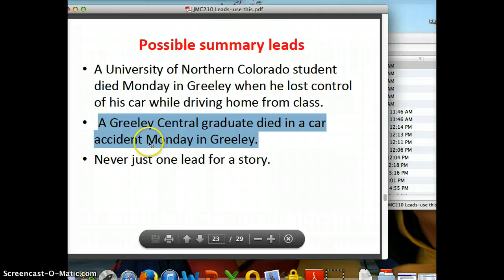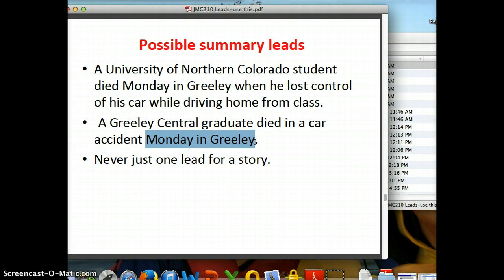Oh, one thing to remember, always put the when before the where. The when goes before the where. There's something called time, date, place. First the time, then the date, and then the place. We're not using the time now, so it's just date and then place. Time, date, place. Remember that. You're going to have to know that.